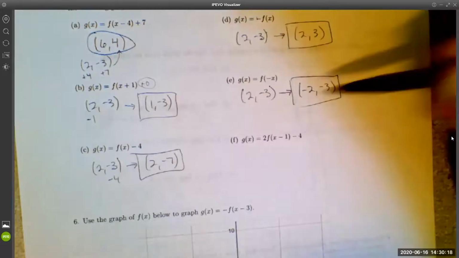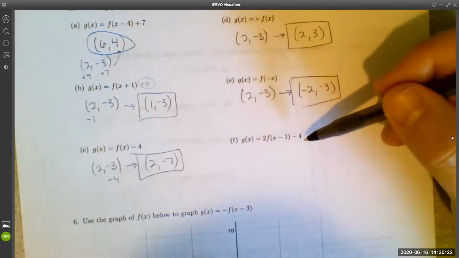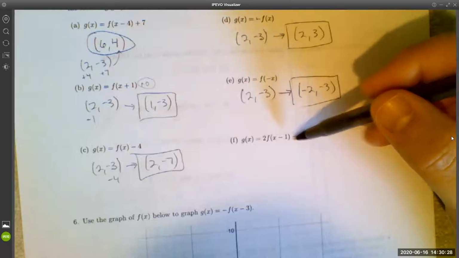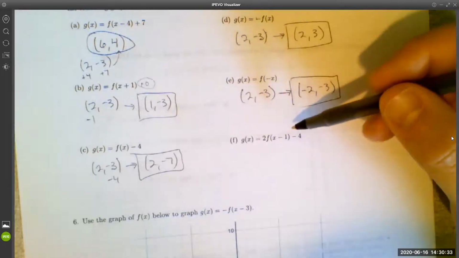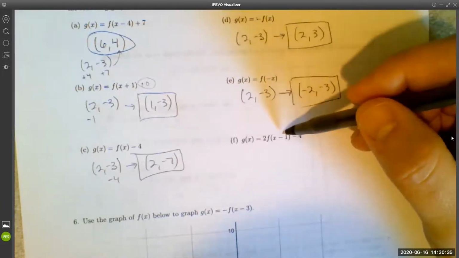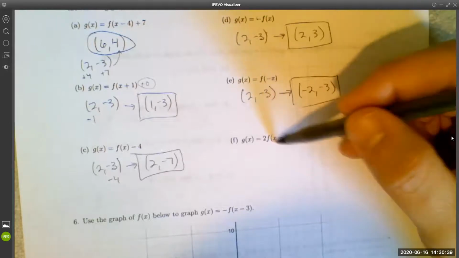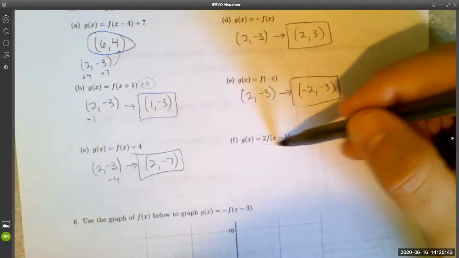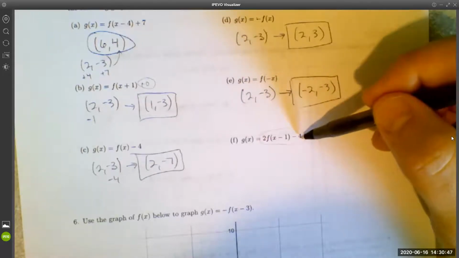Okay, and then finally part F. Now here we have a whole bunch of things going on. So first of all, we're just going to apply the transformations using normal order of operations. With my x coordinate, the only thing that's going on is that I'm going to add 1. But with my y coordinate, I'm going to multiply by 2 and then subtract 4.